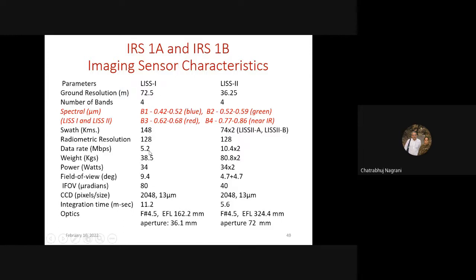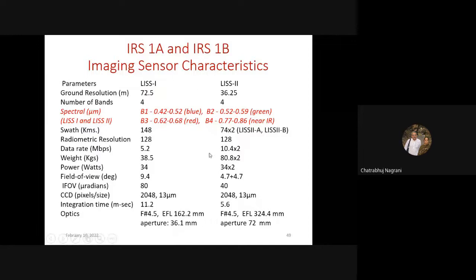And my data rate, even with that, was 5.2 megabits, because you are generating large data. And for LISS-2, it is double the data rate, because you have only half the time. You remember that because you have 36 meter, the satellite has to move only 36 meter, and you have to take another picture. So the time available for the satellite to move 36 meter is much less, half the time which is available for 72 meter. So double the rate and 2 cameras. So total rate is 4 times.